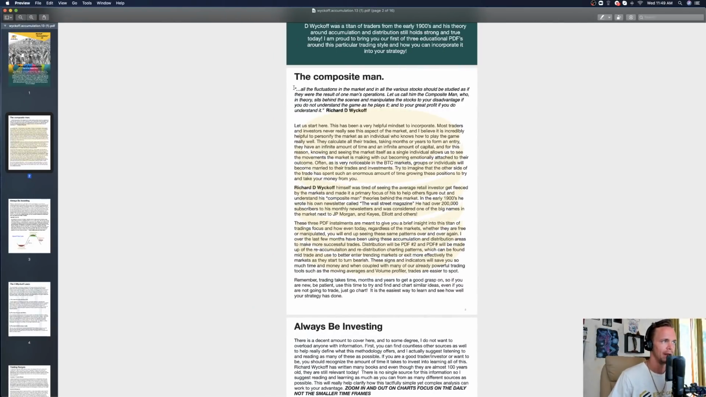So the Composite Man, and I'm going to read for you guys here. I hope this is valuable to you. "All the fluctuations in the market and all the various stocks should be studied as if they were the result of one man's operations. We will call him the Comp Man. And in theory, he sits behind the scenes and manipulates the stocks and cryptos to your disadvantage if you do not understand the game as he plays it, and to your great profit if you do understand it."